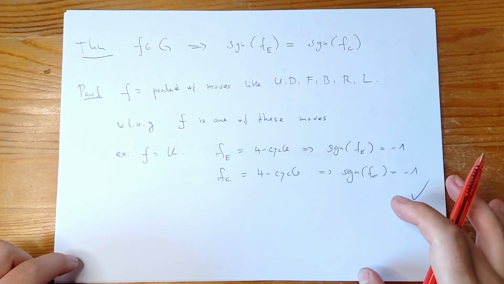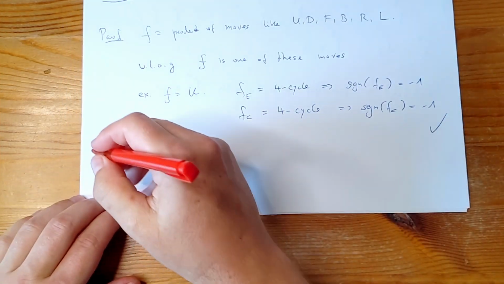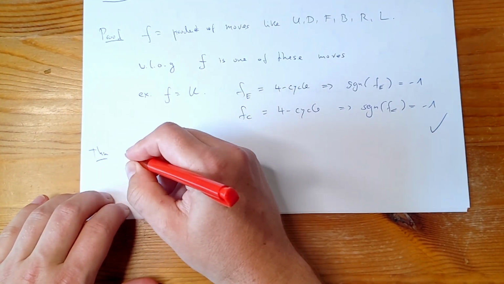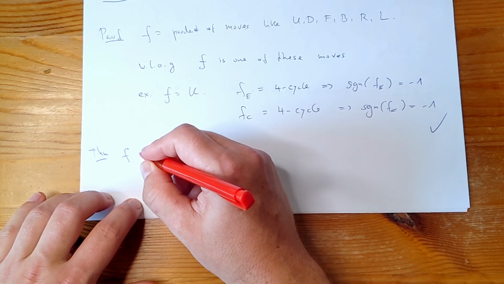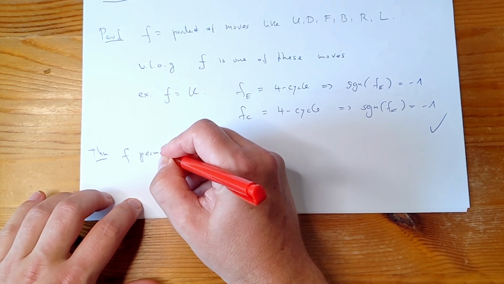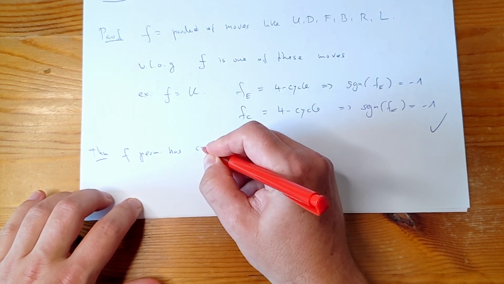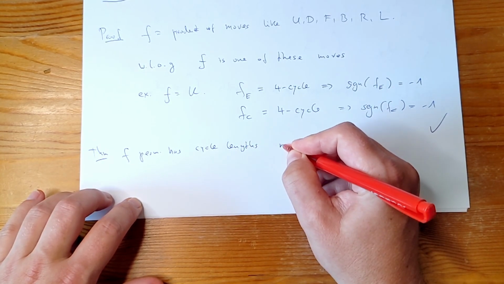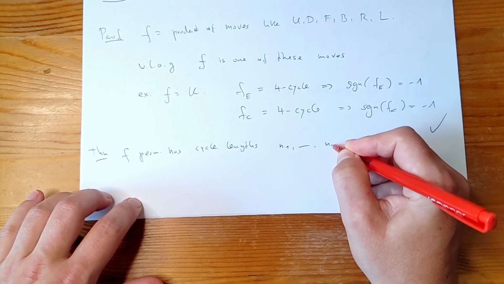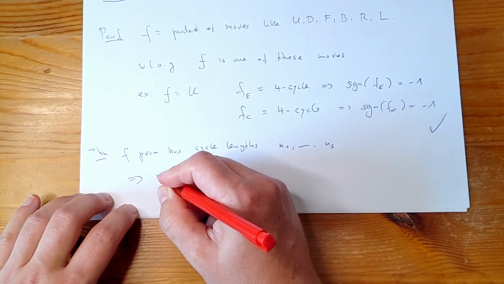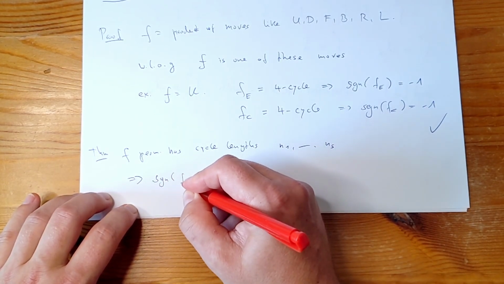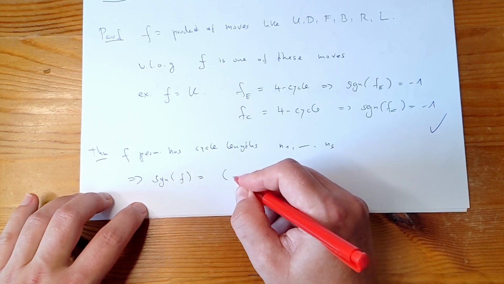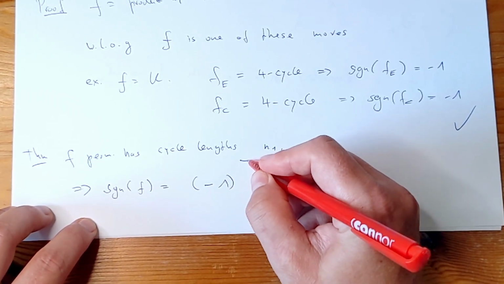Okay, and also what I should have mentioned earlier already is the following. So if a permutation has cycle lengths n1 to ns, we can compute the signature of this permutation with this formula here.